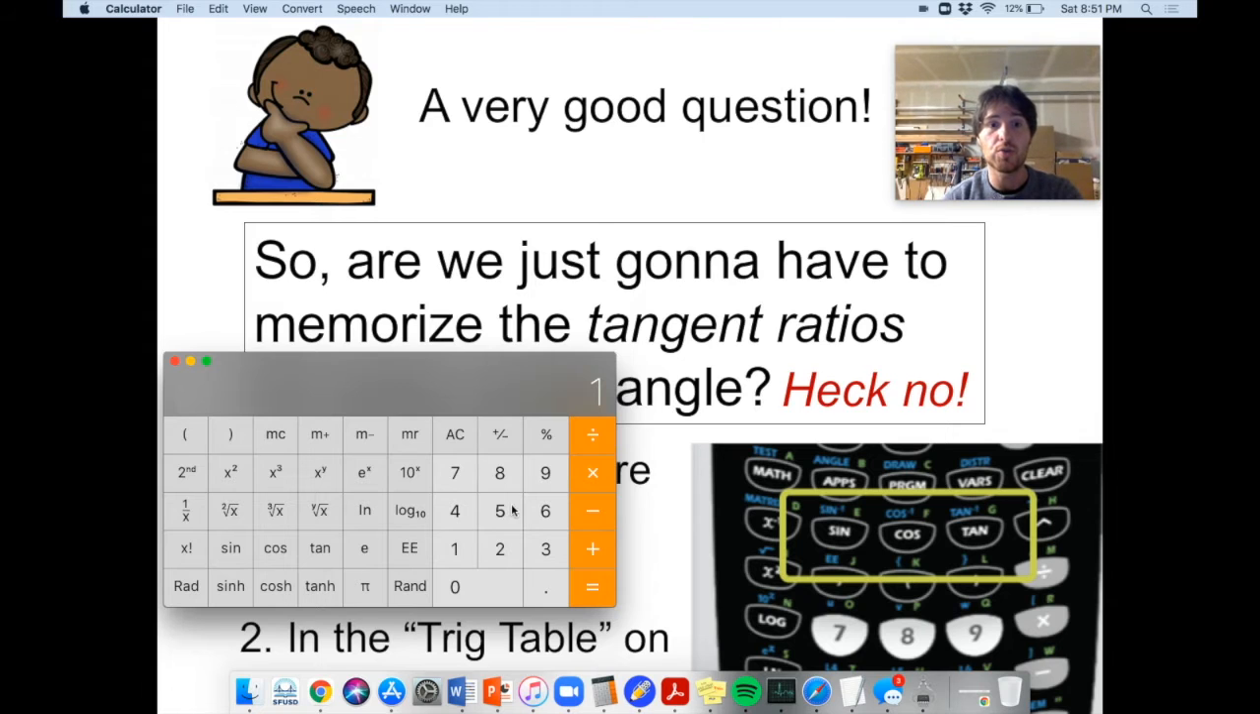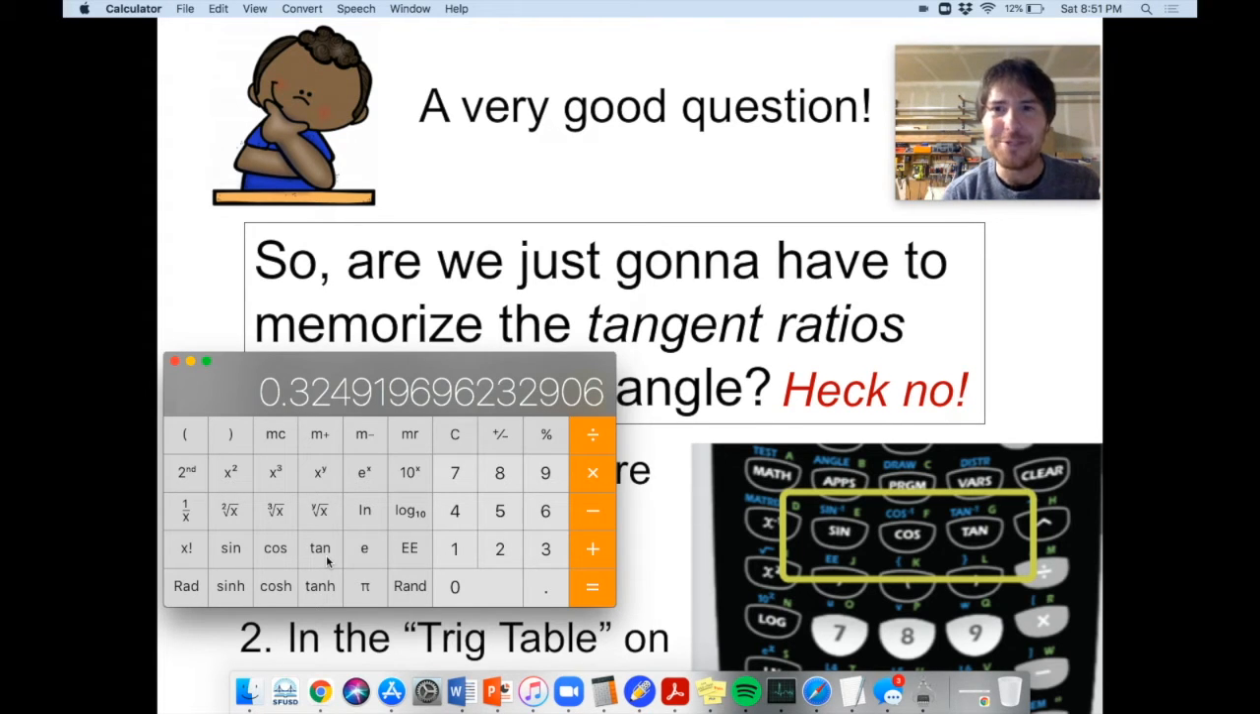And if I do 22 degrees and I hit tangent, what should I get? Remember from last slide? Tangent of 22 degrees is 0.4. I get 0.404. Wait, not exactly 0.4. I get 0.4040260. Okay, and what else might you have to do here? You might have to do tangent of 18 degrees. I'm expecting about 0.3333 repeating.